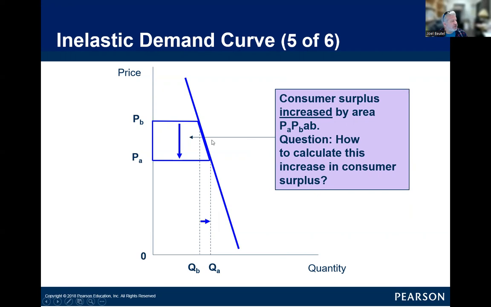So question, how do we calculate that? I would calculate the area of the square and the area of the triangle personally.